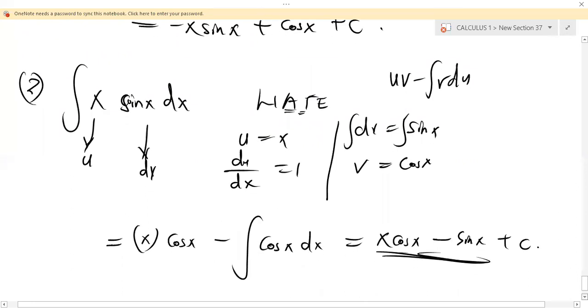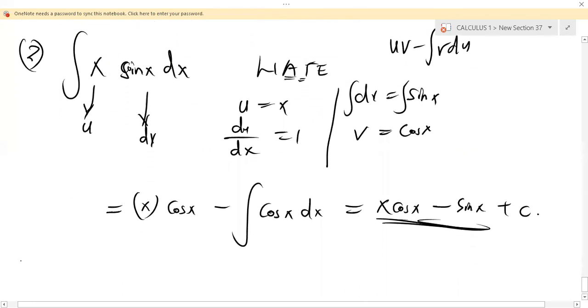So in a similar manner, you guys can do this because the session is just about to end. You guys can evaluate the integral of x times exponential x dx in a similar manner.